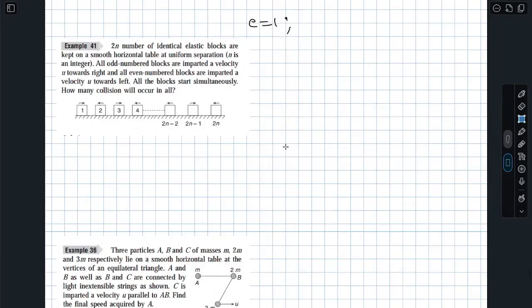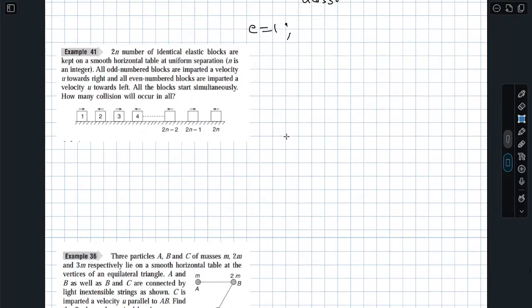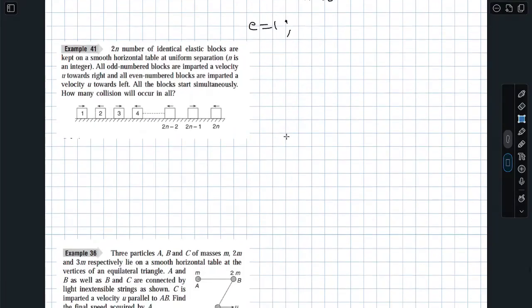A number of identical elastic bodies are kept on a smooth horizontal table at a uniform separation. N is an integer. All odd-numbered blocks are imparted a velocity u towards the right, and all even-numbered blocks are imparted a velocity u towards the left. You can see in the diagram that the evens are all moving left and the odds are all moving right.